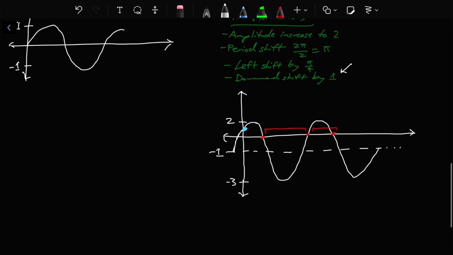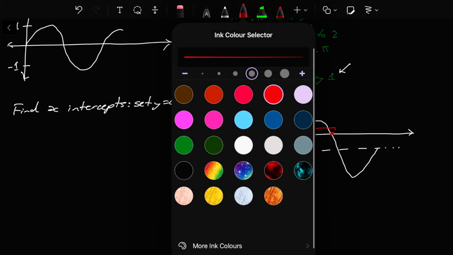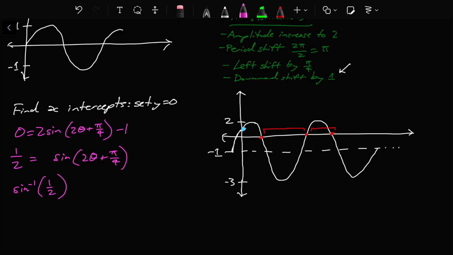Okay, so let's find the x-intercepts. This is going to get a bit algebra heavy, so feel free to pause if you need to catch up. Set y equals 0. Okay, 0 equals 2 sine(2 theta plus pi on 4) minus 1. So 1 over 2 equals 2 sine(2 theta plus pi on 4). Oh, sorry, we already divided by 2, so that goes away. So we can take the sine inverse of 1 over 2 and make that equal to 2 theta plus pi on 4.